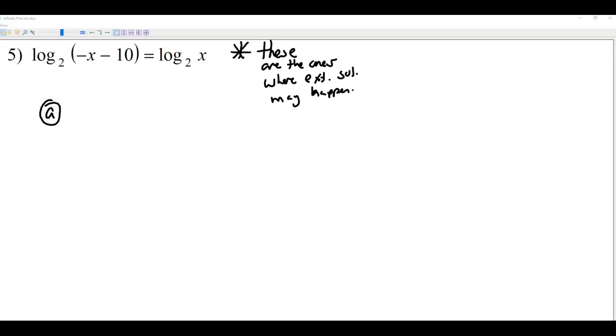Now you'll notice that we have two different arguments. I've got one argument and I've got another argument. So for the argument on the right, I know that x has to be greater than 0. From the argument on the left, negative x minus 10 has to be greater than 0. So let's go ahead and solve this one.